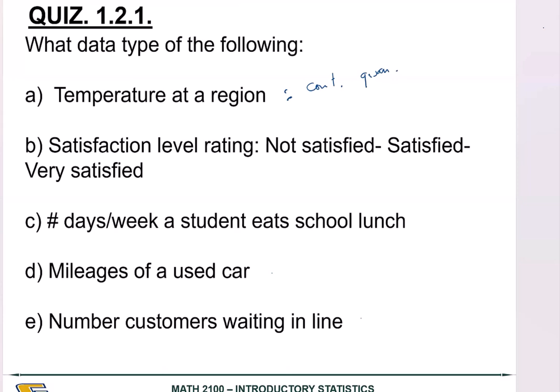How about satisfaction level rating? Not satisfied, satisfied, and very satisfied. In this case, you can see that the data here doesn't have numbers. If it doesn't have numbers, a number does not represent counts, right? In that case, it's just qualitative. It's just a label here.